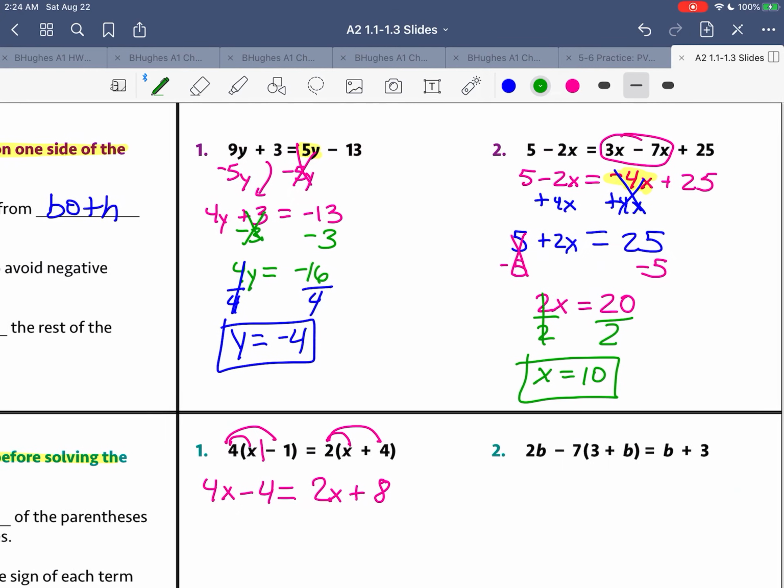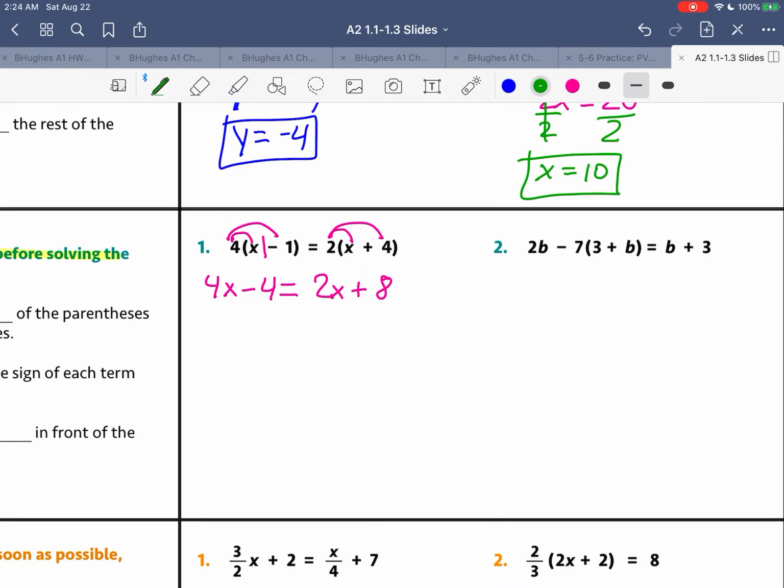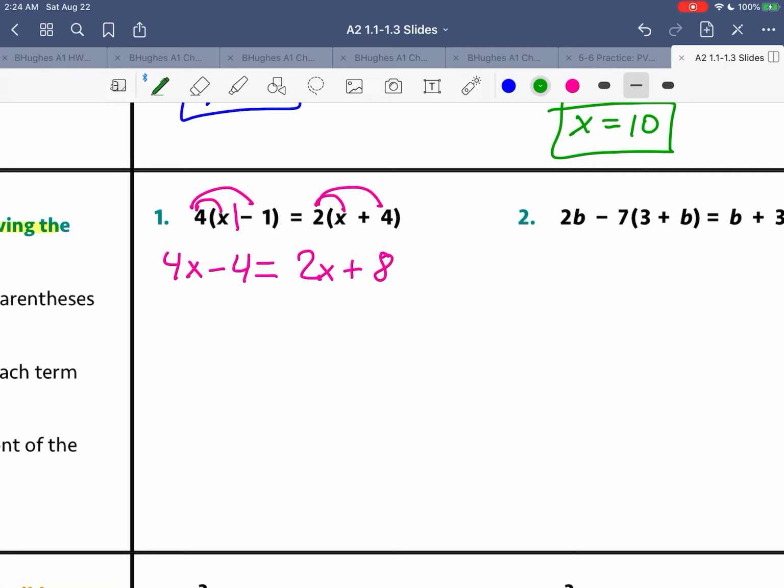From here, it's just like one of the equations that we just did up above, where we have variables on both sides. So I'm going to move the smallest one, 4x and 2x. 2 is smaller than 4. So I'm going to subtract the 2x, and so on that side I would only have 8 left. On the left side, these terms have to be combined. So 4x minus 2x is 2x, and then I still have minus 4.